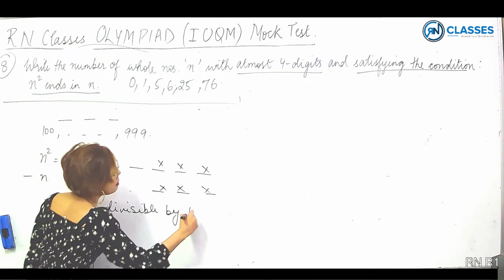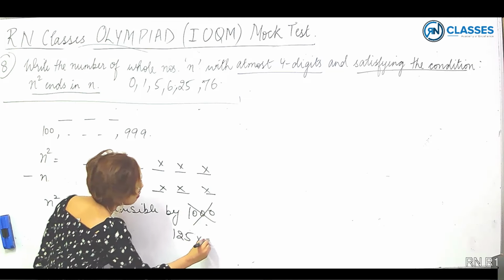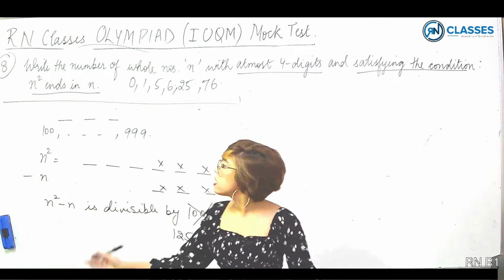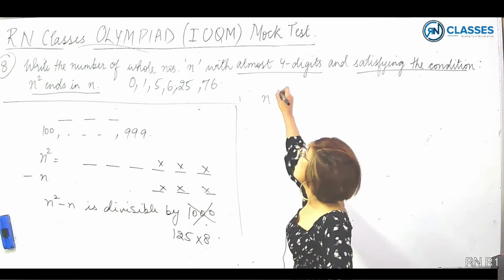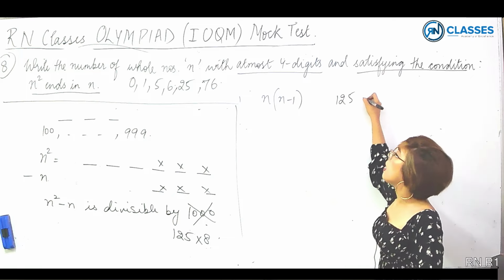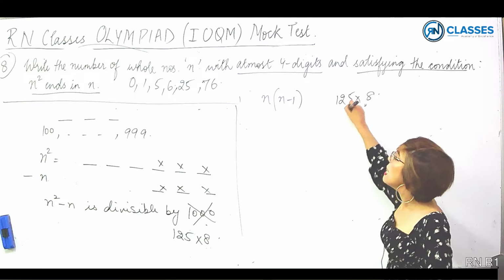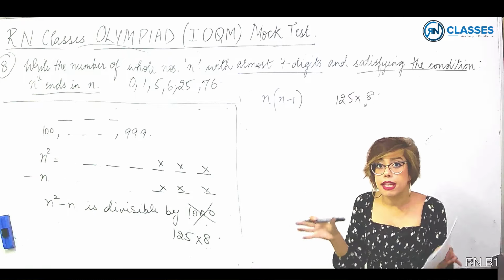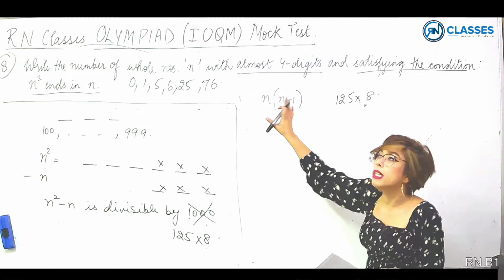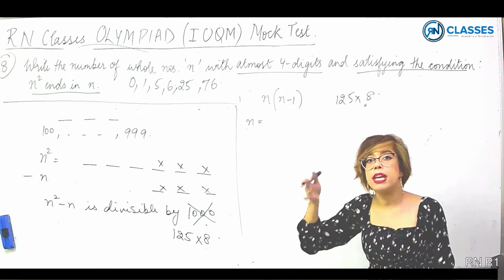Now, if it is divisible by 1000, that means it has to be divisible by 125 into 8. Right? Now, I know that n into n minus 1 is divisible by 125 and 8. Right? So, पहले हम 125 देखते हैं. Obviously, consecutive numbers हैं. That means the entire factor of 125 will come either from these two numbers. So, either n would have the factor of 125 or n minus 1. So, n से start करते हैं.